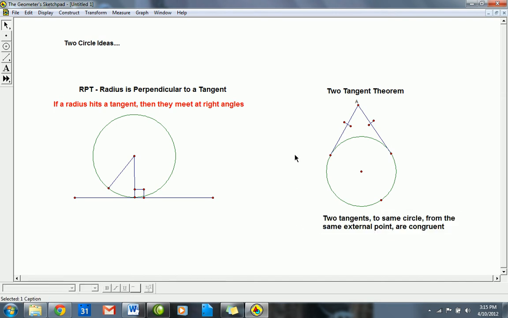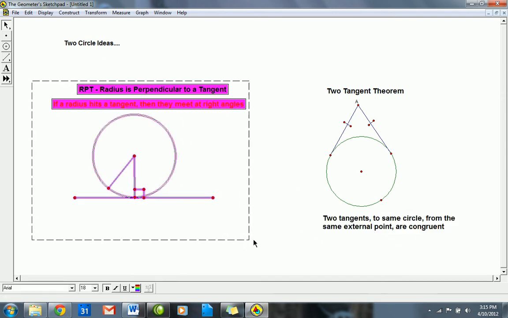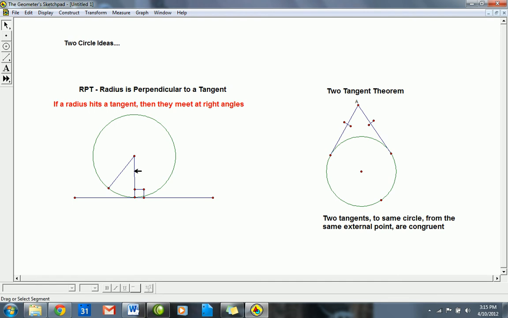Okay? So two ideas here. One is RPT, radius. If it hits a tangent to a circle, they meet at 90s. Radius is perpendicular to tangent. And then the two-tangent theorem. If we have two tangents, right, to the same circle from the same external point, A, then these two guys are congruent. Okay? RPT, two-tangent theorem.